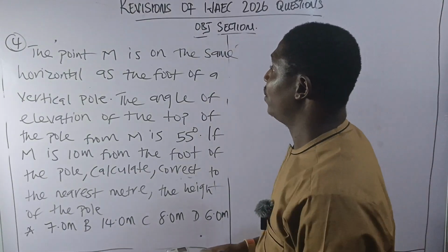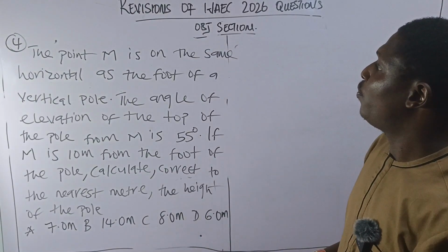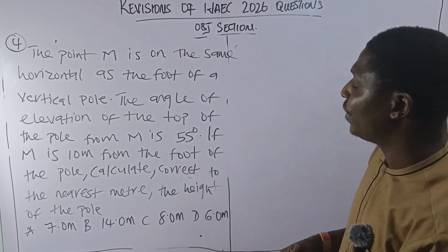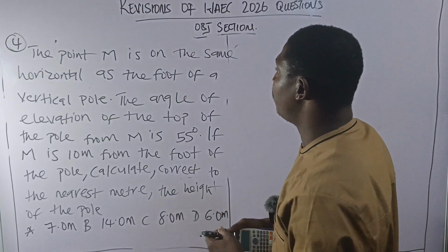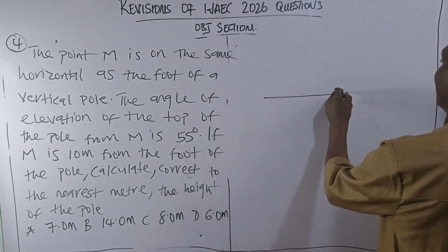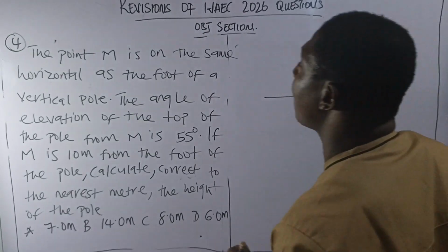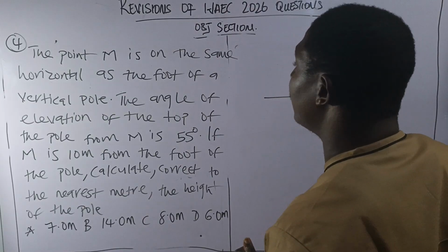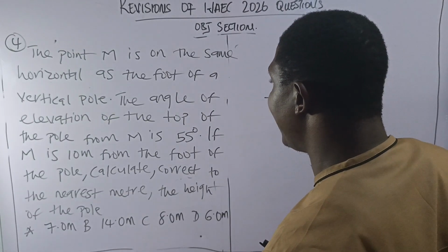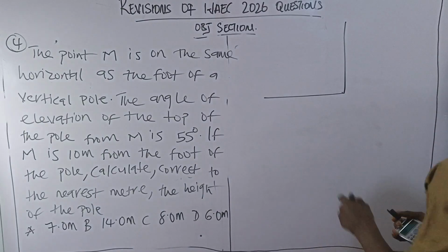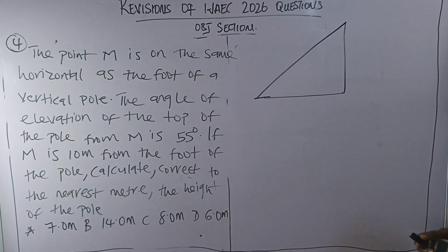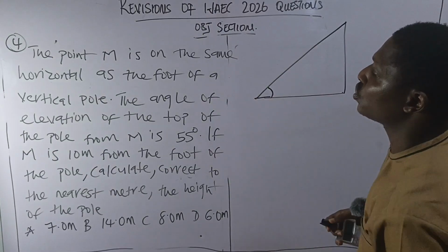We have a question on the board. It says, the point M is on the same horizontal as the foot of a vertical pole. The point M is on the same horizontal. So let me say this is the horizontal and this is the vertical pole. The angle of elevation of the top of the pole from M is 55 degrees. So if I have this as my line of sight, I will have this as my angle of elevation.